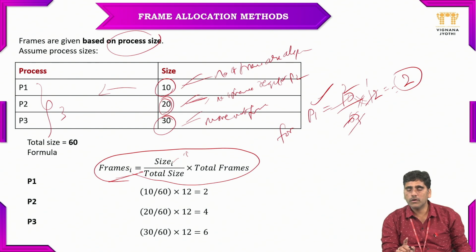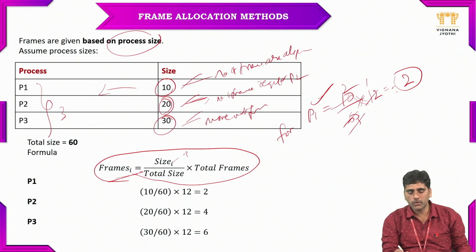The only thing is we have to consider that the smaller process has a lower number of frames and the larger process has more frames. That means a lower size process can have a minimum number of frames and a higher size process can have more frames. That is the thing we have to remember.